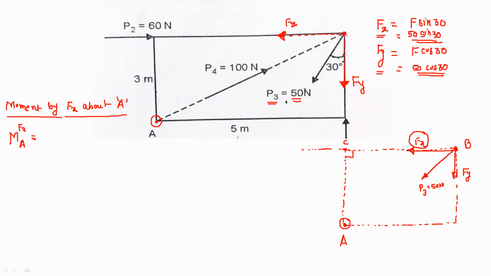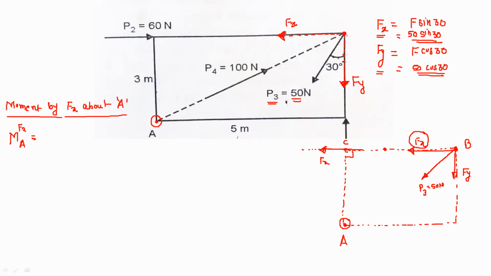So what is the meaning of line of action? Actually force Fx is acting at this point. Even if I show the force at the point C, still the effect will remain the same. There is no change in the effect of that force on this system, because we have already studied the principle of transmissibility. The meaning of transmissibility is that along the line of action, we can show the force at any point. We can show the force at point C, or we can show the force at the given point B.